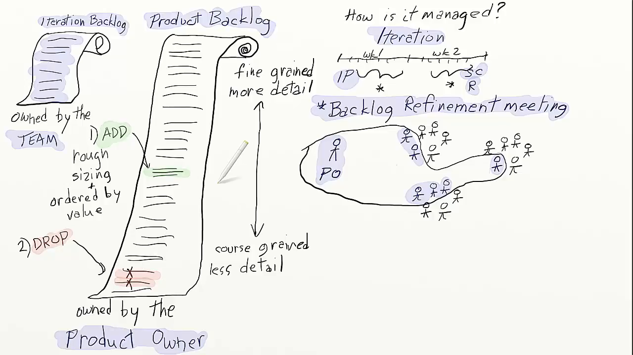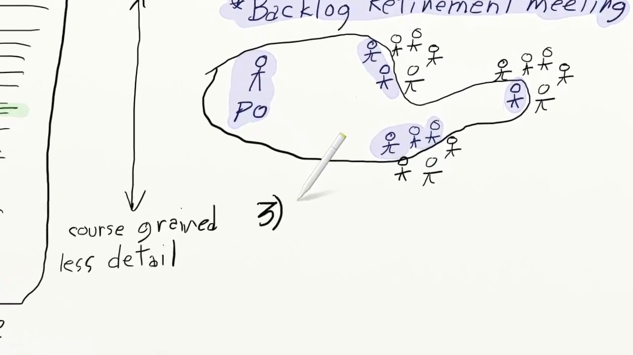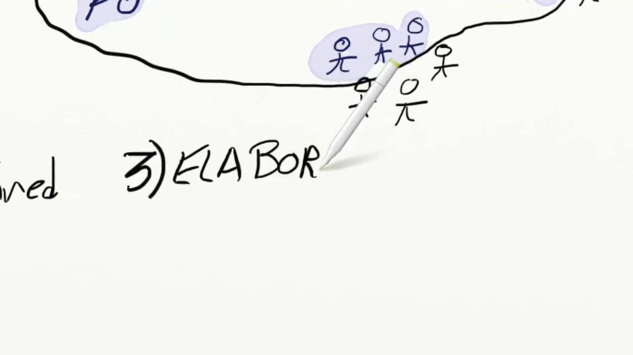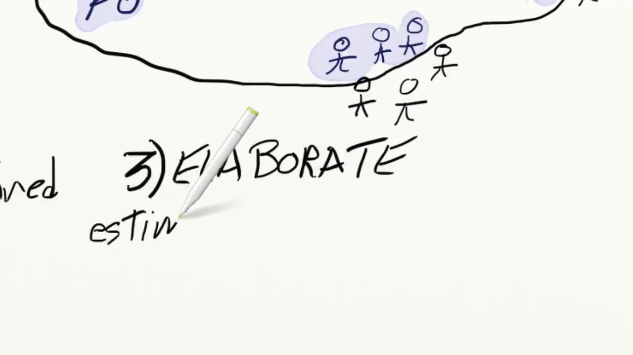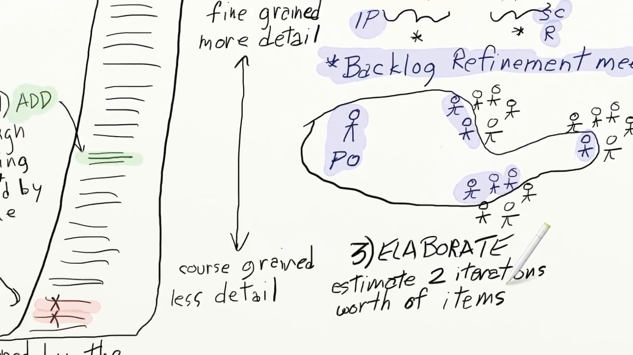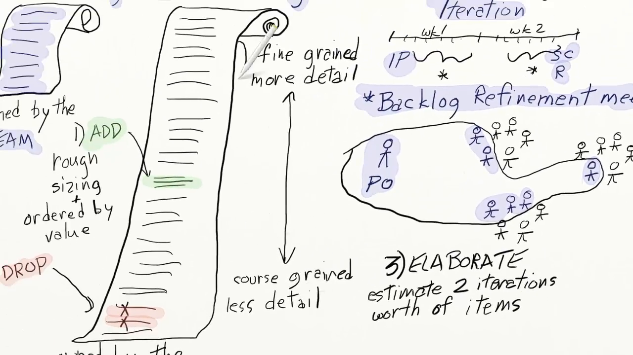The third thing teams do during this backlog refinement meeting is elaborate. They elaborate stories by documenting details about the story. Now, it wouldn't make sense to get into a lot of detail on all the items in the backlog. Generally, a team will estimate which stories are likely to be done in the next 2 iterations by teams pulling from this backlog.